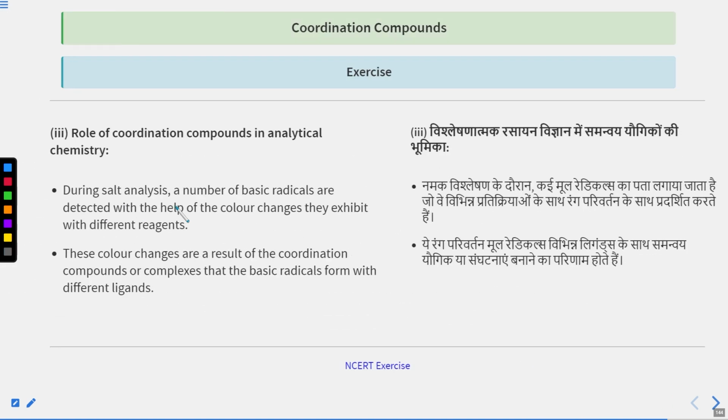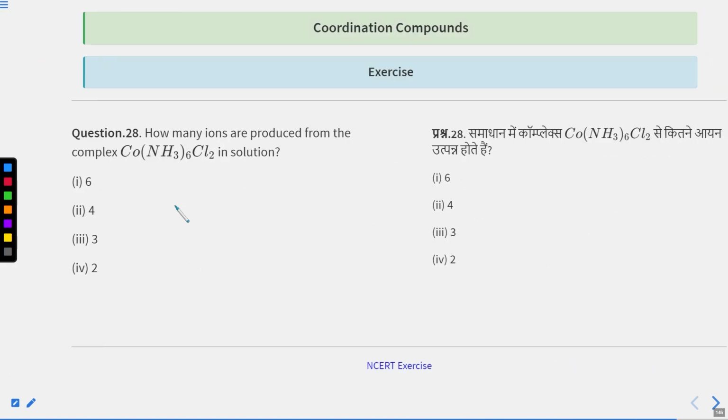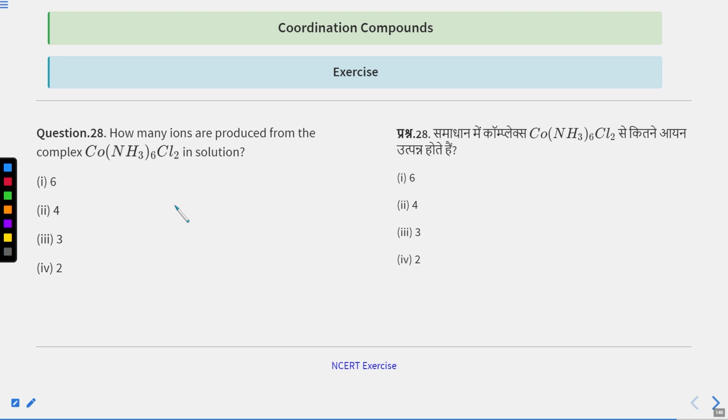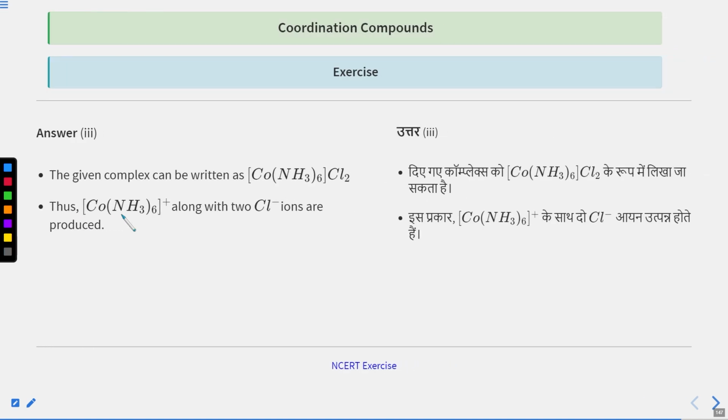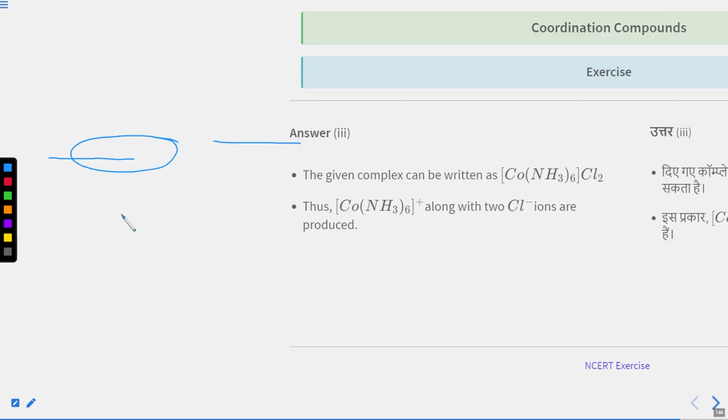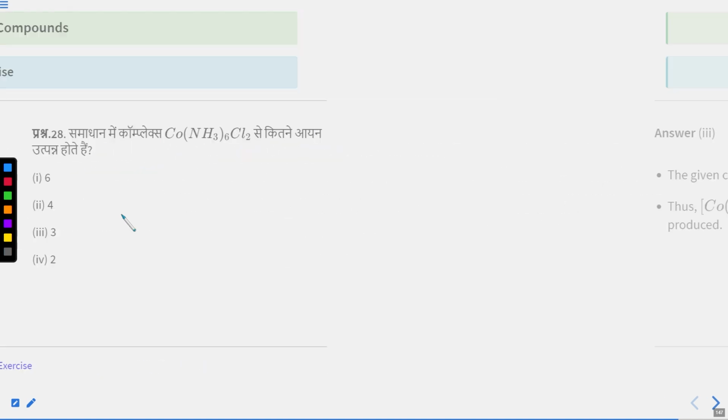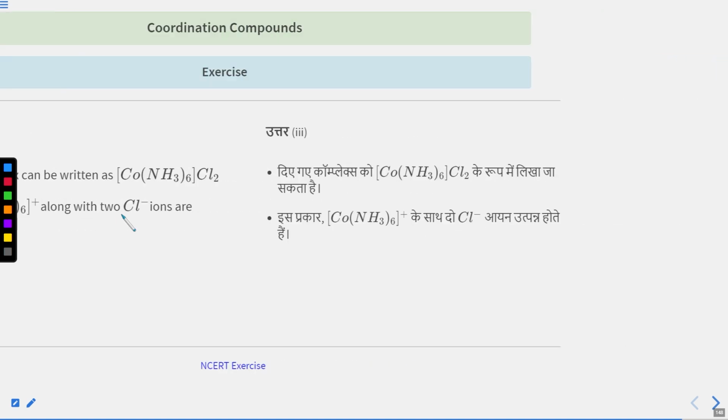Next we have, how many ions are produced when the complex of Co NH3 is in solution? So when you keep it in solution, how many ions are produced? 2 ions are produced, right? Sorry, 3 ions are produced.